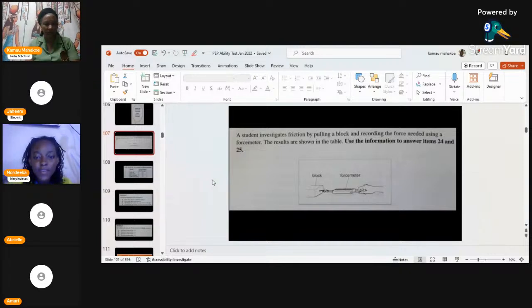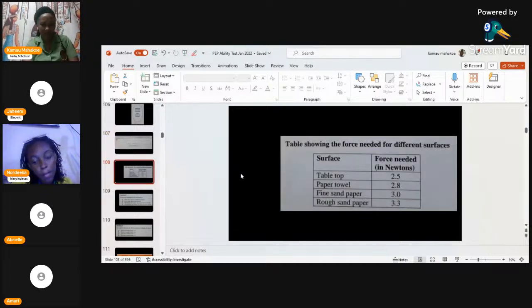A student investigates friction by pulling a block and recording the force needed using a force meter. The results are shown in the table. Use the information to answer items 24 and 25.